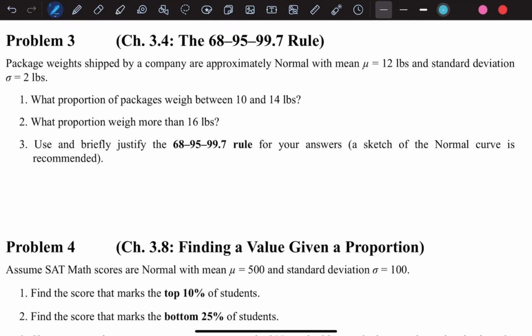Problem 3, the 68, 95, 99.7 rule. Because these are normally distributed, we can make a normal distribution curve. Something like this. Our mean is 12, right down the middle, with a standard deviation of 2.